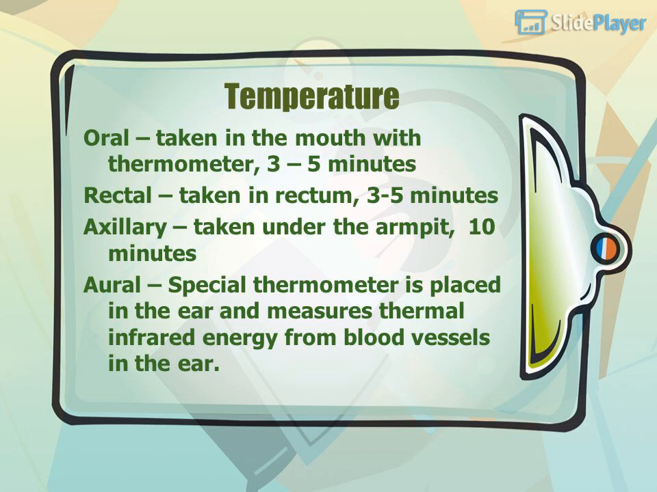Oral, taken in the mouth with a thermometer, 3 to 5 minutes. Rectal, taken in the rectum, 3 to 5 minutes. Axillary, taken under the armpit, 10 minutes. Otic, a special thermometer is placed in the ear and measures thermal infrared energy from blood vessels in the ear.